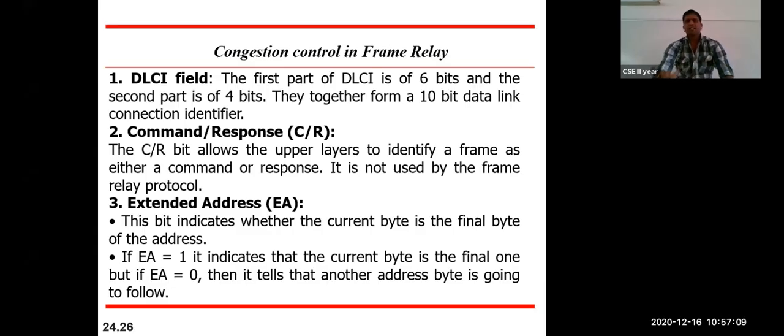Right. So command response field anyway, it is not used in frame relay. So we'll just put it aside. We know that it is a command and response field. Then the third one is extended address. The bit indicates whether the current byte is the final byte of the address. How? If EA equal to 1, if this bit is equal to 1, this byte is the final byte. Address is done with this. If EA is equal to 0, the address is not done yet. There is one more address byte. The length of the address is more. Extended address, that is EA bit, sorry.